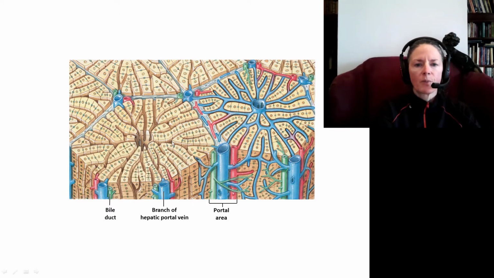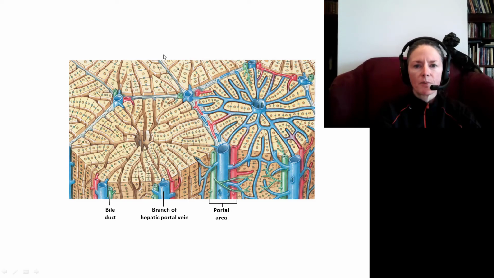We're also going to have some specialized cells, some special macrophages called Kupffer cells. They're going to be patrolling this area, and they're going to be looking for pathogens. So we're going to have pathogen presentation and phagocytosis here in the liver lobules as well.